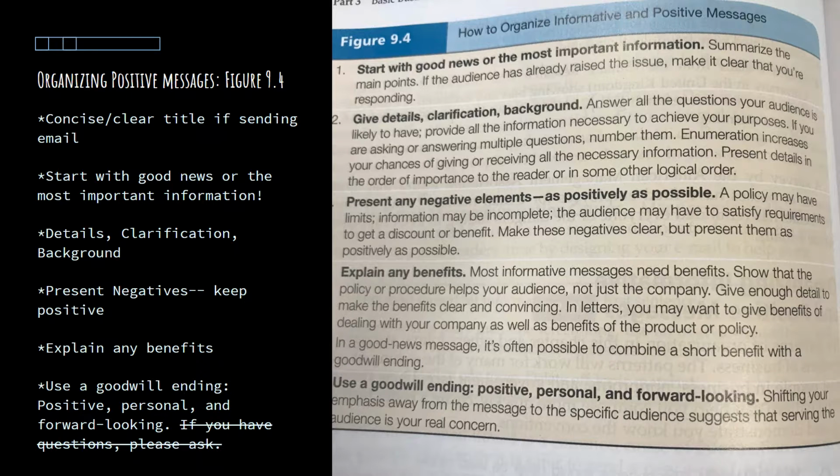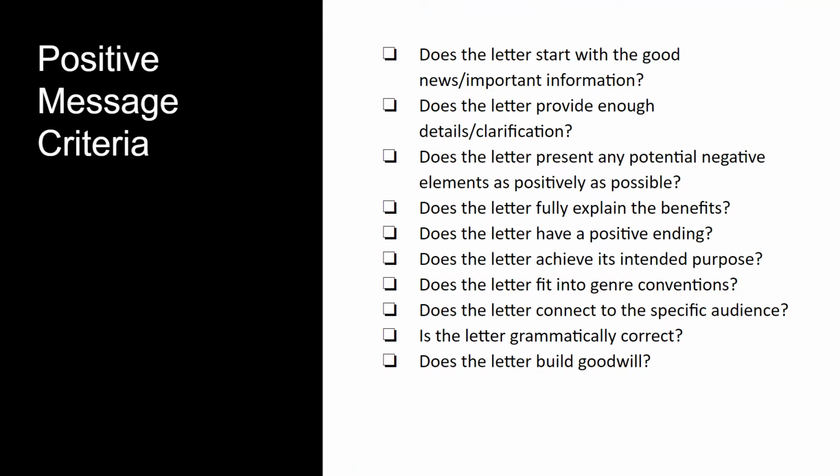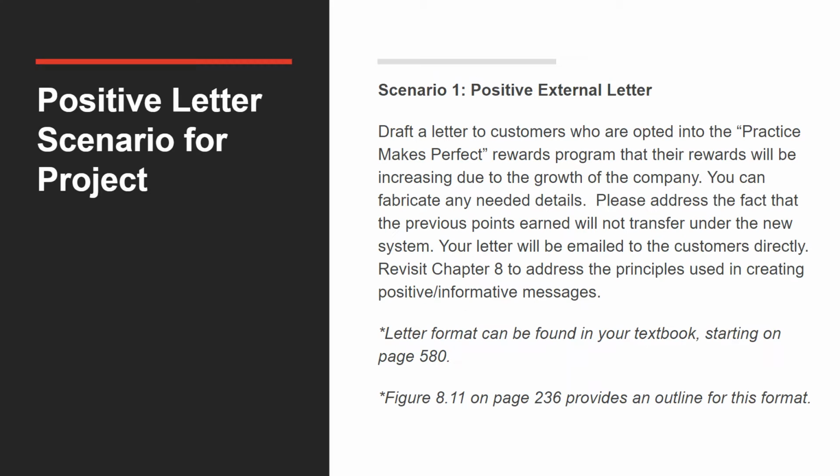So you want to start with the good news, the most important information, and make sure to give details, background, clarification, and you can use bullet points, you can use tables, you can use images, you can use anything that is going to make more sense than just writing it like a letter or just straight up paragraph format. If there is any negative information, you want to present that as positively as possible, but make sure you don't leave it out, and then explain any benefits to them with a goodwill ending. So this is the checklist for you to say, okay, did I do all of these things? And this is included on your assignment sheet as well.